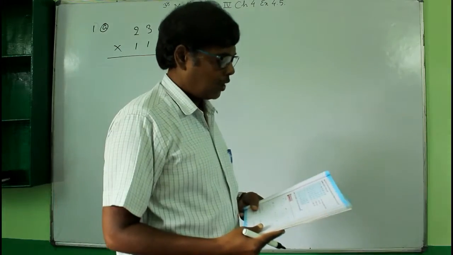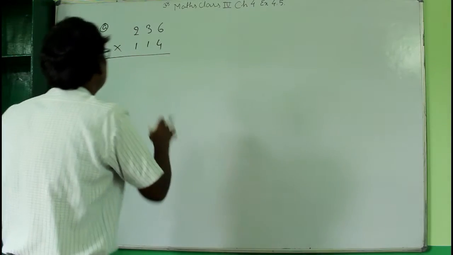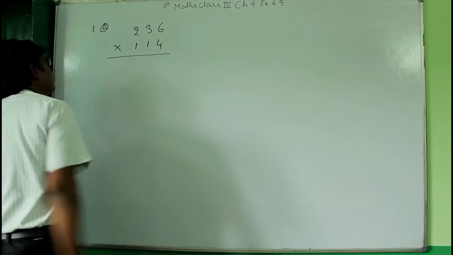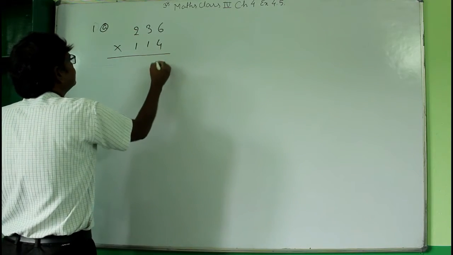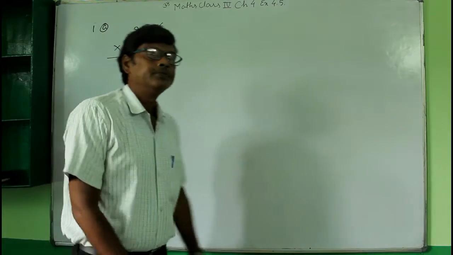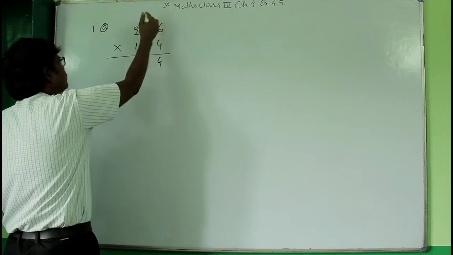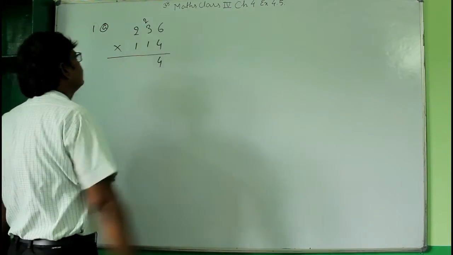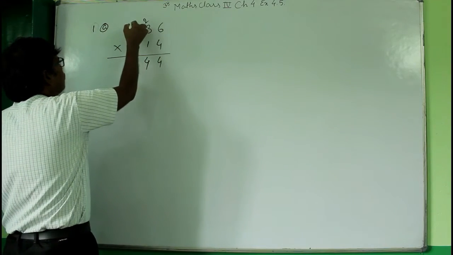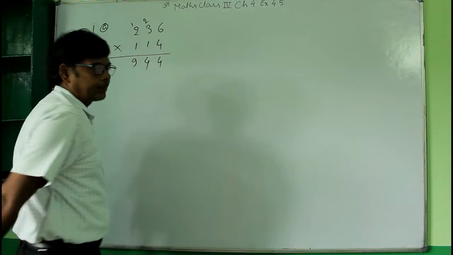So how will we multiply? First multiply 4, that is 236 with 4. Okay, so 6 4s are 24. Then write 4 here and then carry 2 here. Then 4 3s are 12, and 12 plus 2 will be 14. Then carry 1. Then 4 2s are 8 plus 1 will be 9.